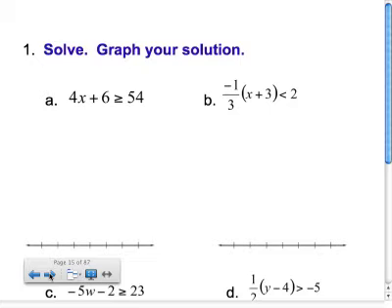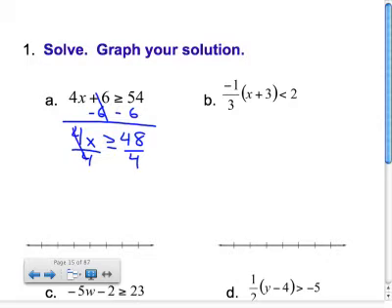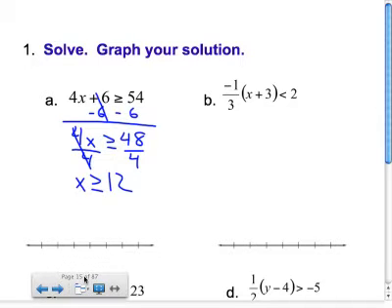So in example 1, part A, I got to get x by itself. So the first thing I'm going to do is subtract 6. So those cancel. So you have 4x greater than or equal to 48. Divide both sides by 4. I'm dividing by a positive 4, so my inequality stays the same. So x is greater than or equal to 12. Okay, so when I graph this, let's just say this guy right here is 12. It's greater than or equal to, so it's a closed circle. And obviously this guy is pointing to the right, so that means I shade everything to the right.